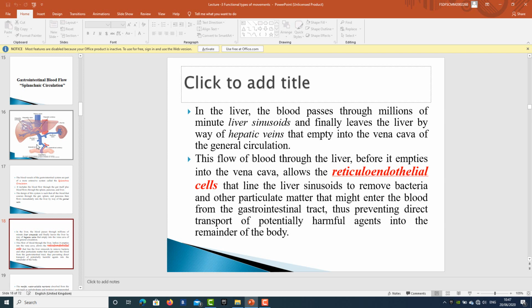Now, this flow of blood through the liver before it empties into the vena cava allows the reticuloendothelial cells which line the liver sinusoids to remove bacteria and other particulate matter that might enter the blood from the gastrointestinal tract, thus preventing direct transport of potentially harmful agents into the remainder of the body. So it is very important to know the definition of splanchnic circulation.